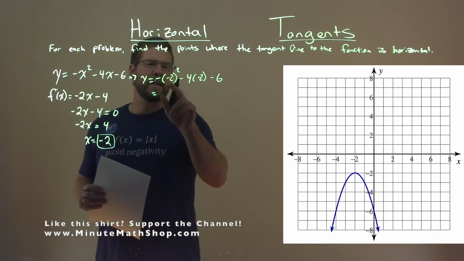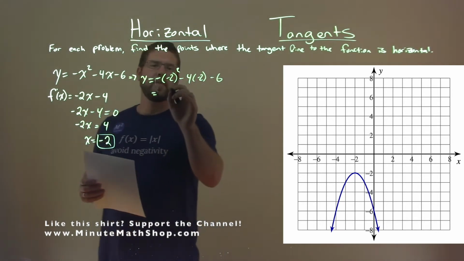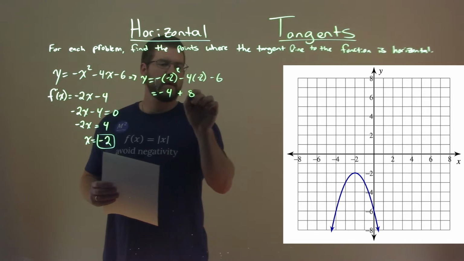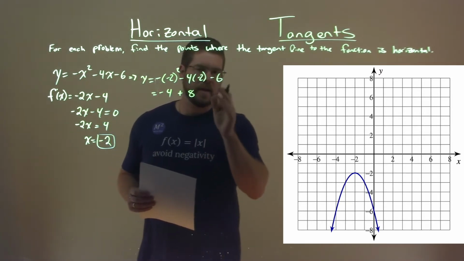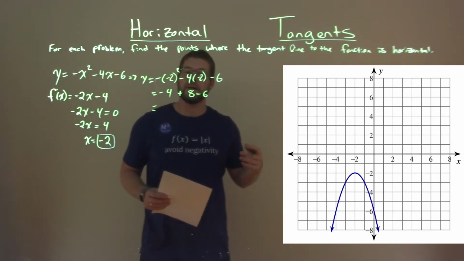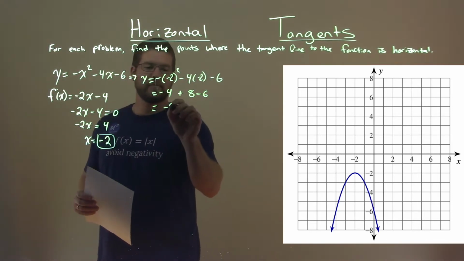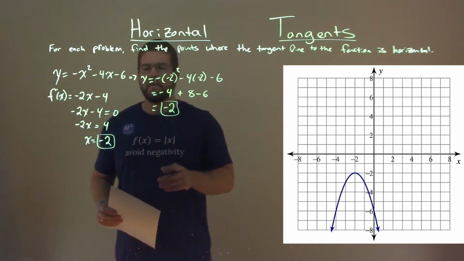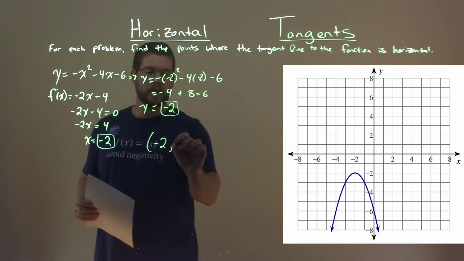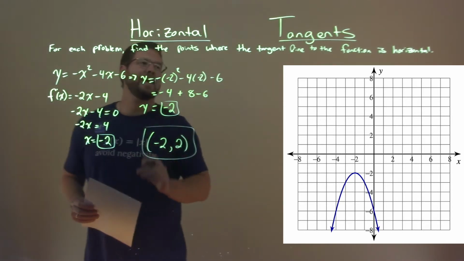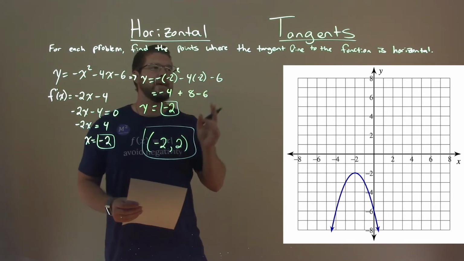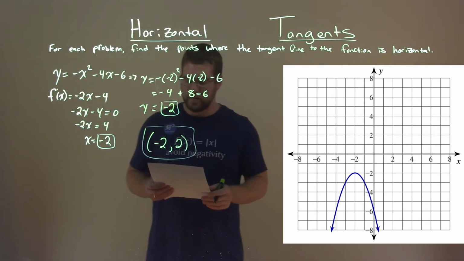Well, negative 2 squared is a positive 4, but then we have a negative outside, so we have negative 4. We have a plus 8 here, 4 times 2 is 8, and the negatives cancel with a positive, minus 6. Negative 4 plus 8 minus 6 comes out to be a negative 2. And so we have an x value and a y value, so we have a coordinate point of negative 2, comma negative 2. And that is our final answer. It's the coordinate point where the tangent line to the function is horizontal.